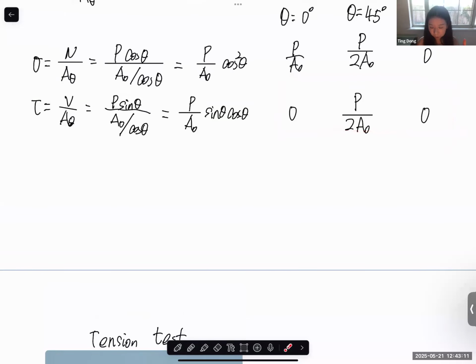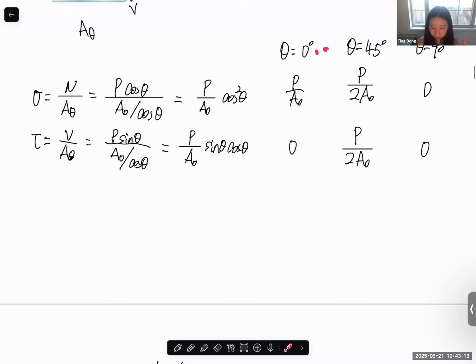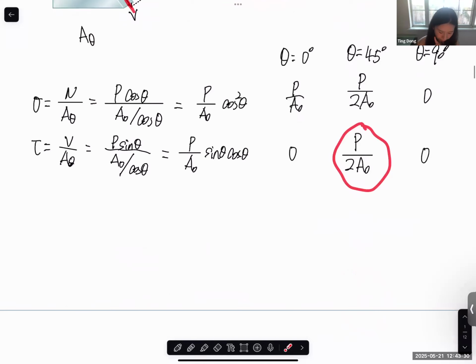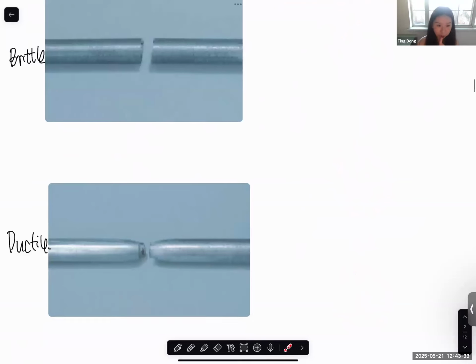And you can also do a plot from 0 to 10 to 20 to 30 to 45 to 60 and to 90. And you will see that maximum shear stress happens when theta equals 45 degrees. This is where the maximum shear stress occurs. That's why for ductile material, when it fails because of shear stress, it fails on this plane, 45 degrees. Does this make sense or not? Okay, any question?